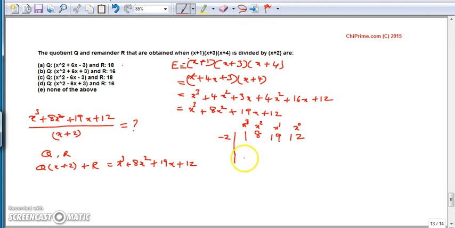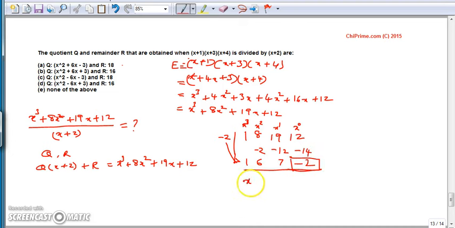The way synthetic division works, we just take the 1, we move it down here, we multiply the 1 with a minus 2. 8 minus 2 is a 6. 6 times minus 2 is minus 12. 19 minus 12 is a 7. And 7 times minus 2 is minus 14. 12 minus 14 is minus 2. So if we translate it back into the form above, this is the remainder that we're left with.